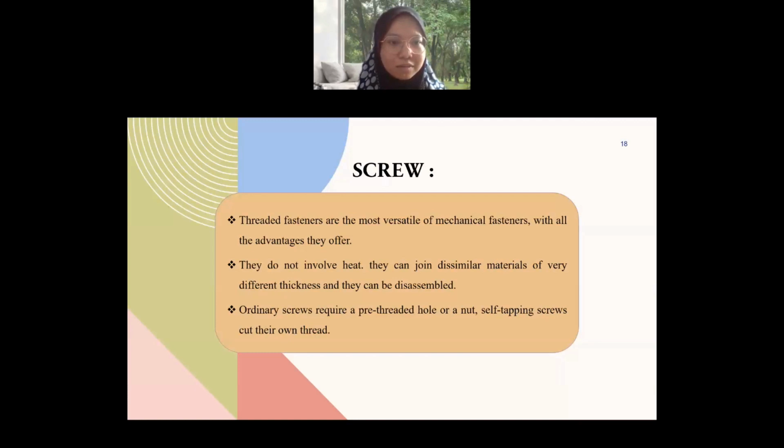Threaded fasteners are the most versatile of mechanical fasteners, with all the advantages they offer. They do not involve heat. They also can join dissimilar materials of very different thickness, and they can be disassembled. Ordinary screws require a pre-threaded hole or a nut. Self-tapping screws cut their own thread.